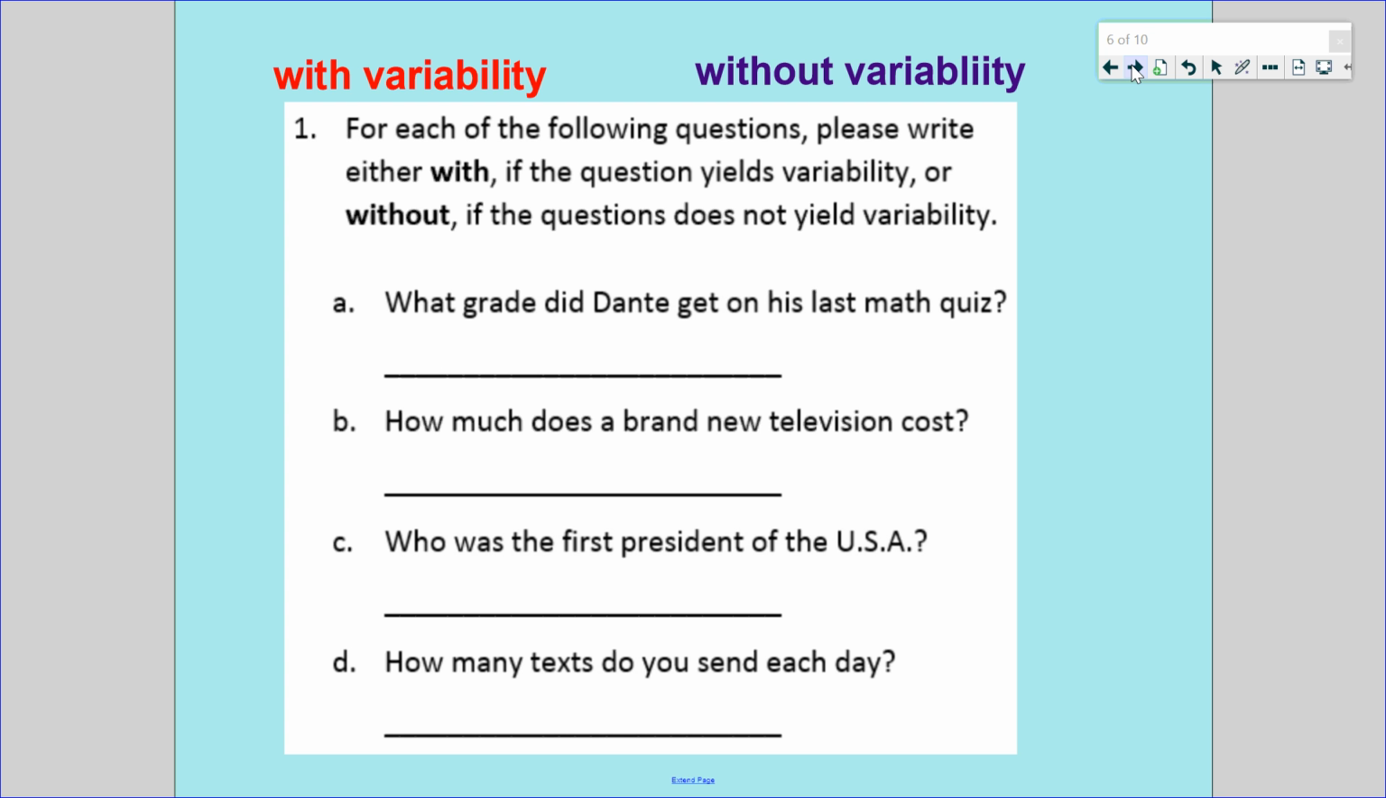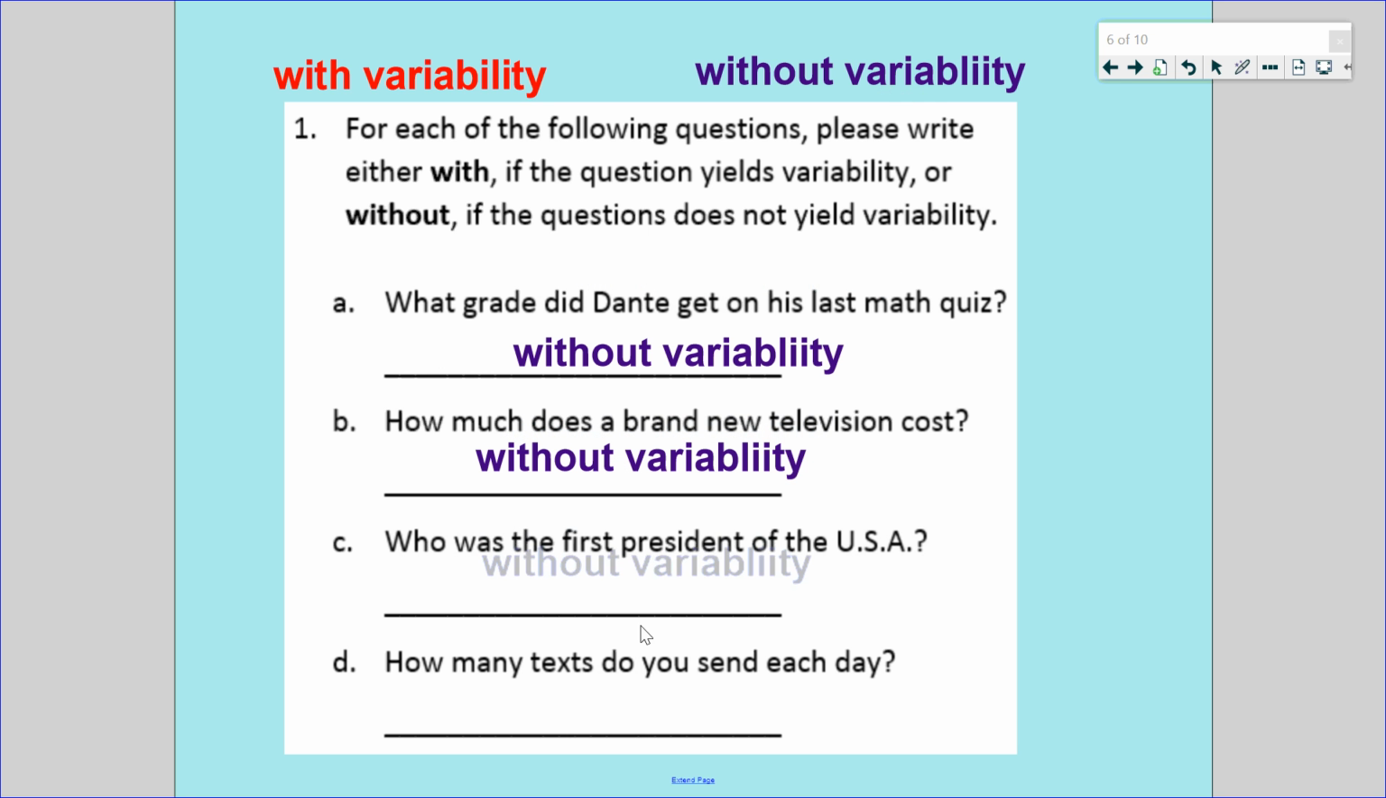For each of the following questions, please write either "with" if the question yields variability or "without" if it does not yield variability. What grade did Dante get on his last math quiz? He got an 80, without variety, without various answers. How much does a brand new television cost? $200. One answer. Who was the first president of the United States? George Washington. Without variability. How many texts do you send each day? Some days you send a lot of texts, so with variability. So if it has variability, it has a variety of answers.